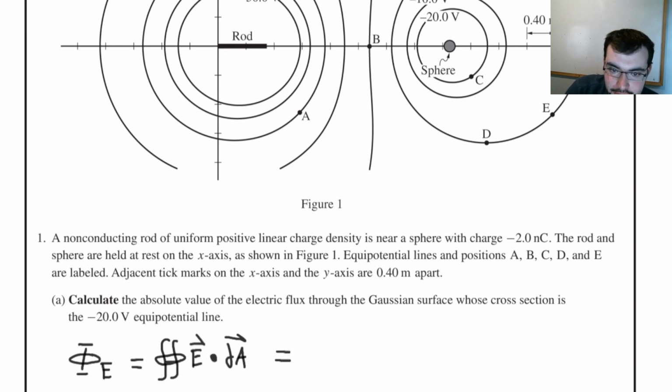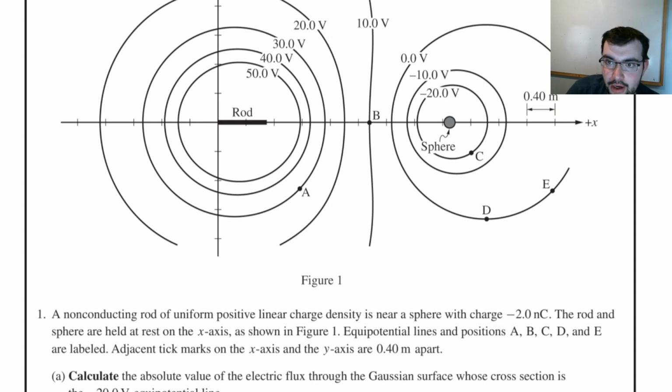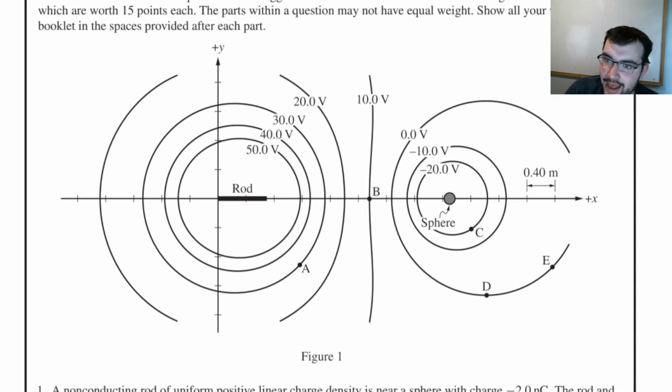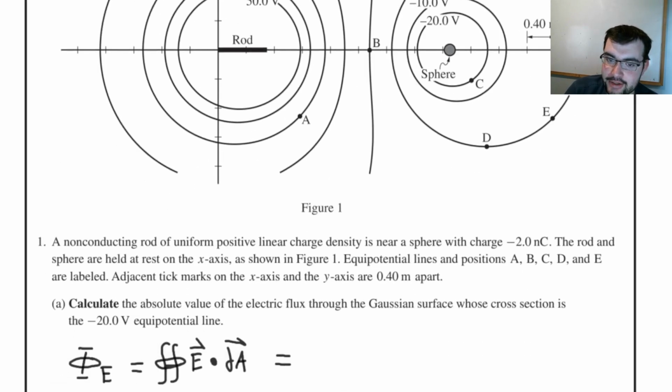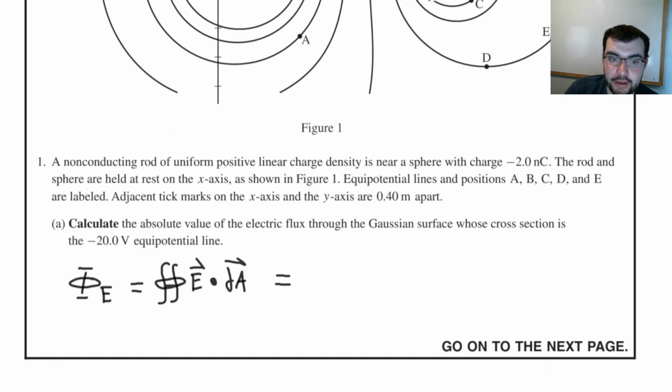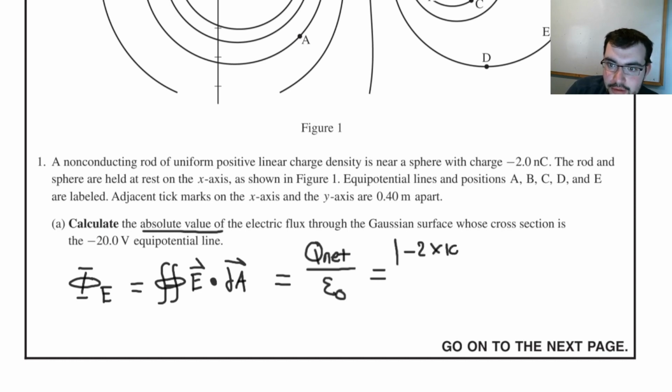added up. But the issue here is that this rod causes a bunch of non-symmetric things to happen. If this sphere was just here by itself, we could just do the E field times the area and get an answer pretty easily. But we can't do that here. But we have Gauss's law, which says that instead of computing the surface integral, you can find flux just by taking the net charge inside divided by epsilon 0. And we want the magnitude, so we have a 2 nanocoulomb charge inside. Doesn't matter that it's negative. And epsilon 0 is our typical value of 8.85 times 10 to the minus 12.